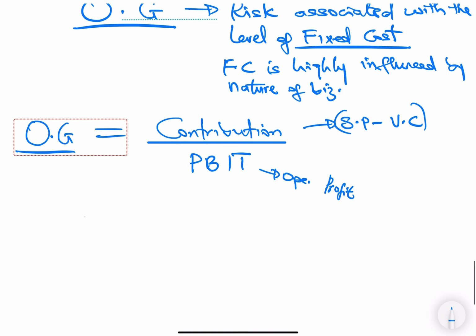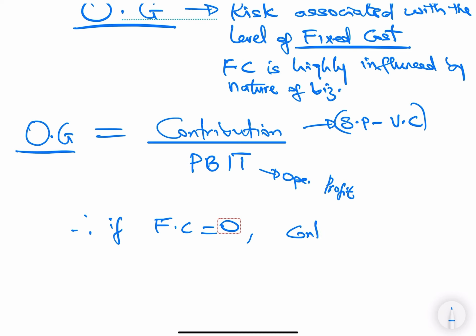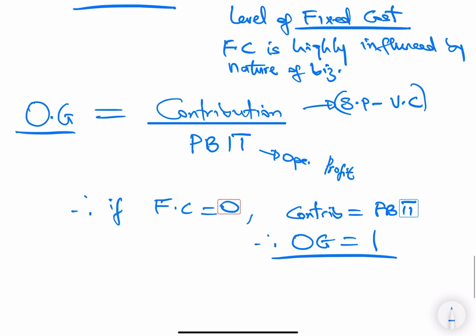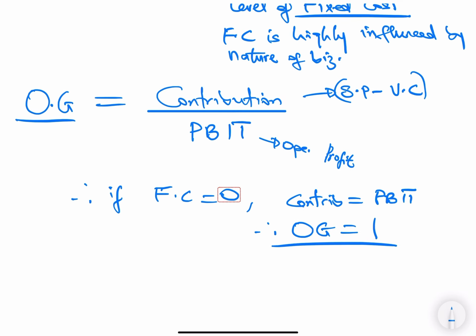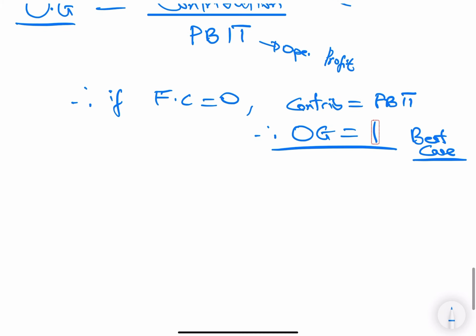So generally speaking, let's say if fixed cost is equal to 0, what that means is that your contribution will be equal to your profit before interest and tax. And therefore, what happens? Operating gearing will be equal to 1. So this is practically speaking your best case scenario, the minimum gearing you can have for operating gearing.